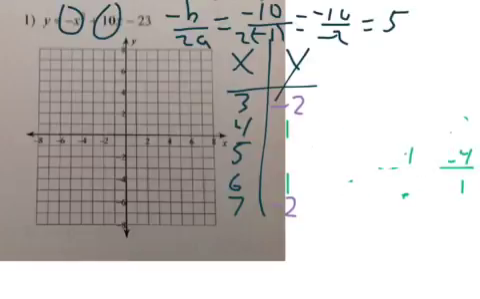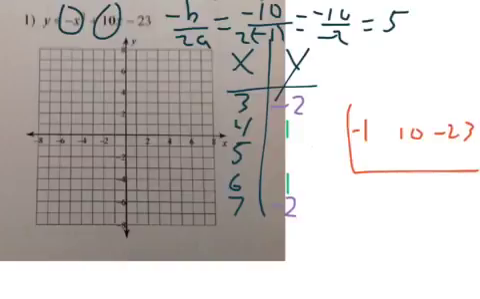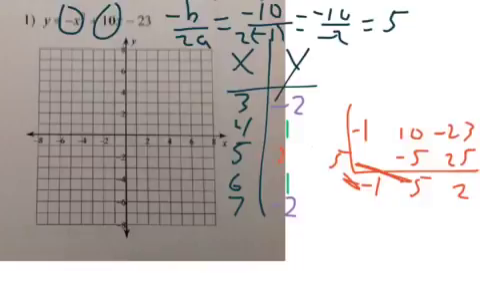Okay, and then finally I've got to do 5. So I'm going to again copy down my coefficients and my constant, my ABC values. I'm going to start with 5. I'm going to bring down my negative 1. When I multiply, that's negative 5. 10 minus 5 is 5. When I multiply 5 times 5, 25, minus 23 is 2. So now, guys, I'm ready to graph, right?